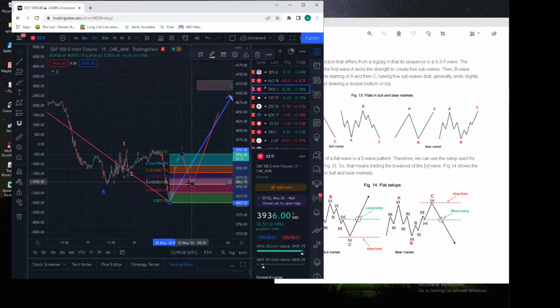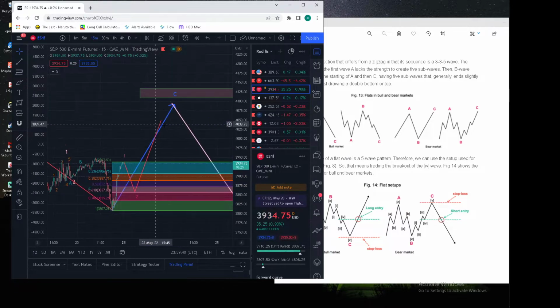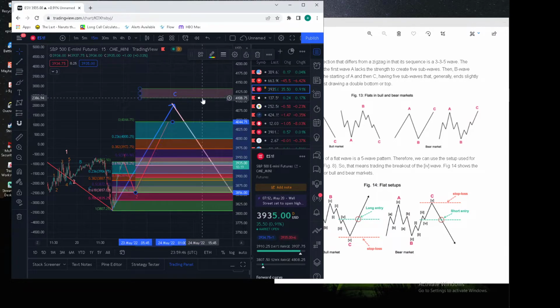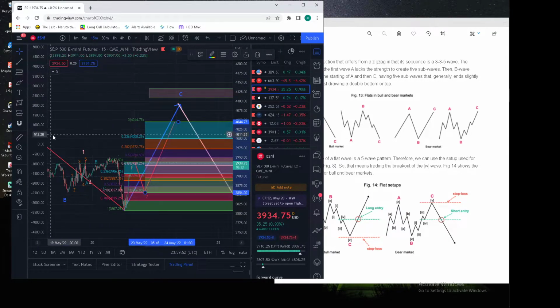That's where we would load calls cautiously. We would load calls here, and we would have tight stops, and then we would try to time the rip of that wave three up. And now we can draw our wave three. Since we know it's going to 409, we can estimate where our wave 1, 2, 3, 4, 5 is going, because this is a flat correction.